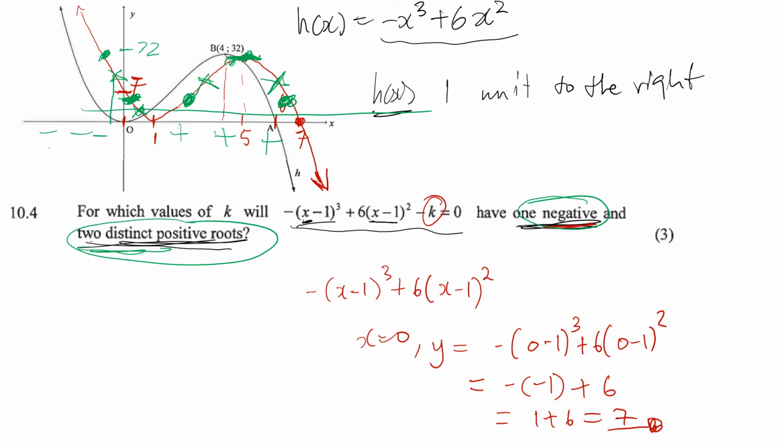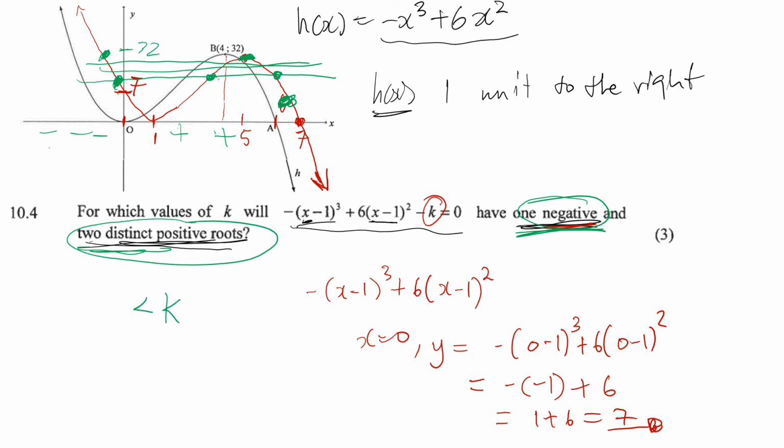So let me just show you properly. Let me delete this, it's quite a mess now. All right, so you can see that when I cut above 7 and below 32, I'm getting one negative root and two distinct positive roots, because this side is the negative root, it's only one, and this side is cutting two roots that are positive and different. So our value of k must be between 7 and 32. It is in that interval that we get one negative root and two distinct positive roots.